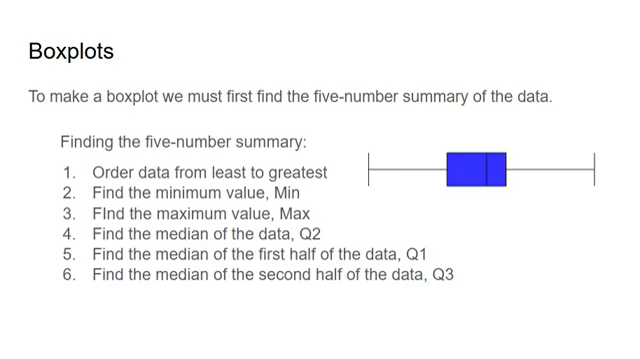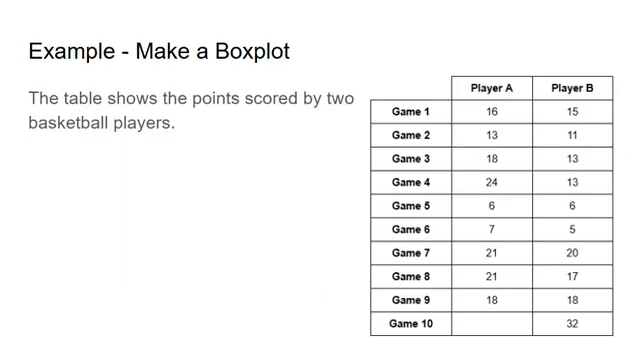Once we have those values, we're going to draw something that looks like this, where the min is represented on the left side of our plot, the max is represented all the way on the right, Q2 in the middle, and Q1 and Q3 are going to be the ends of our box. And that's our box plot. Let's look at an example.